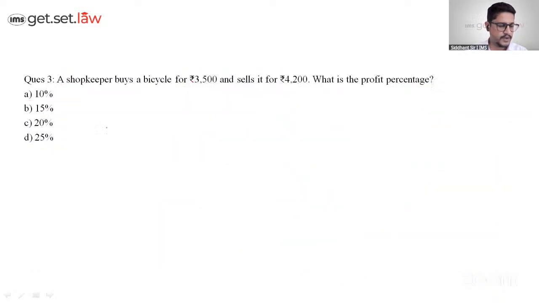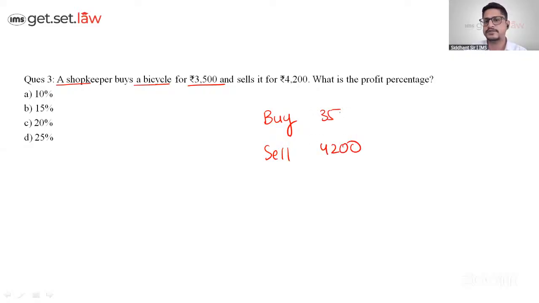Chalo. Everyone understood this question? Come on, give me a yes. Okay, fair enough. So the next question on the screen says that a shopkeeper buys a bicycle for 3,500. So it's the buying price. I'll say buy. Okay. And he sells it at 4,200. So you buy, it's a very basic question. You buy something at 3,500, you sell it off. So is it plus or minus? That means is it profit or is it loss? Because they're asking profit percentage. So we know that it's a profit of 700.